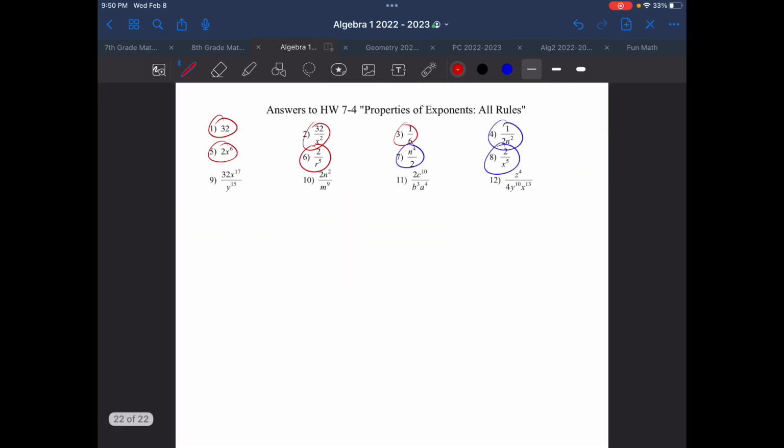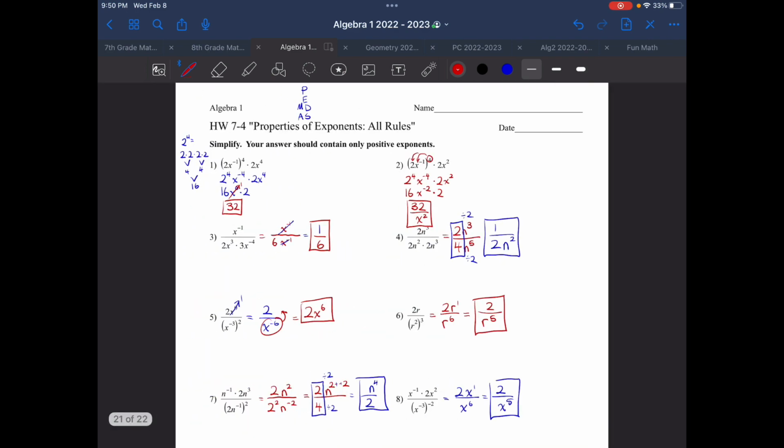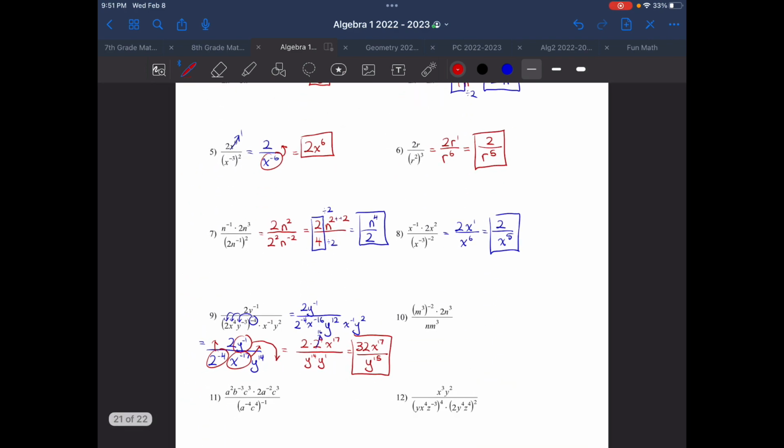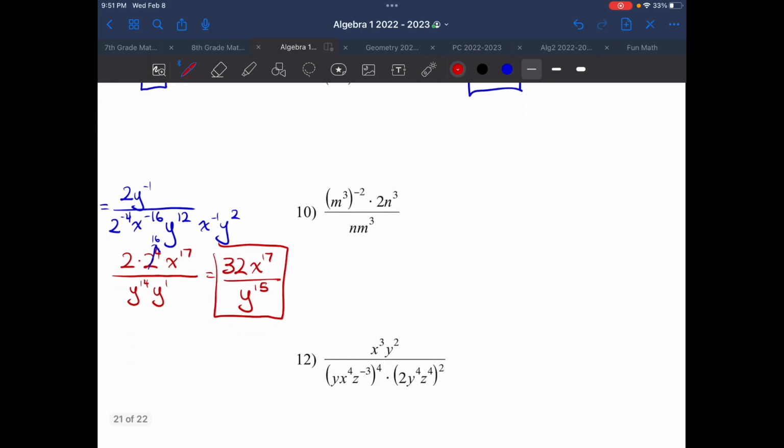Let's check our work. 32x to the power of 17 over y to the 15. Did I get that right? 17 and 15? I did. Okay, it just didn't sound familiar for whatever reason, but I did get it right. Then we move on to number 10.